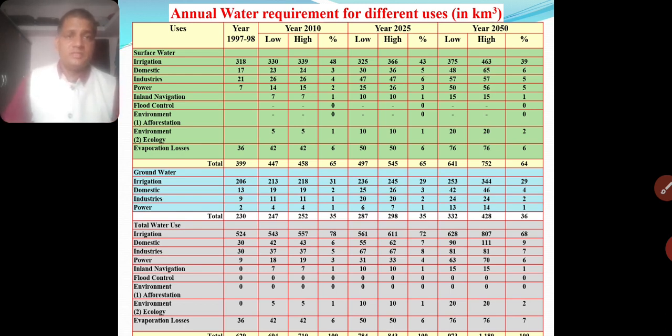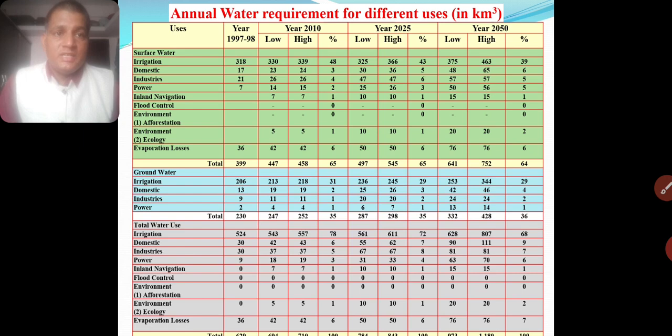This graph shows the case of India, which is taken from the Water Resource Institute from Roorkee. It shows annual water requirements for different uses in cubic kilometers. First, the green zone is related to surface water. Second is related to groundwater, and third is the total water use. So you will find in detail year wise, in year 2010, year 2025 and year 2050, what will be the requirements, what will be the change, low to high, high to low, like that.